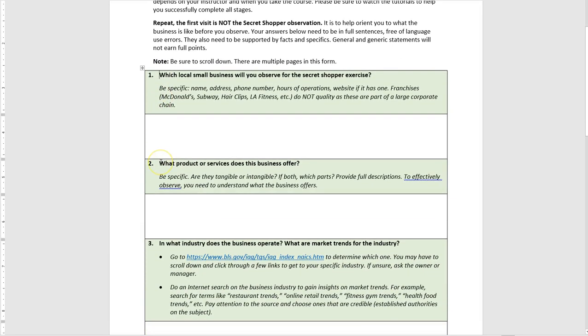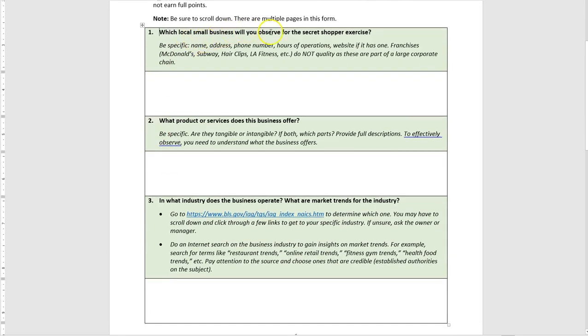The first of which is to identify the local small business you will observe for the secret shopper exercise. You'll go ahead and answer questions like the name, address, phone number, and the like. A local small business is one that is in the general vicinity of where you work or live. A small business is defined as one that has 500 or fewer employees.